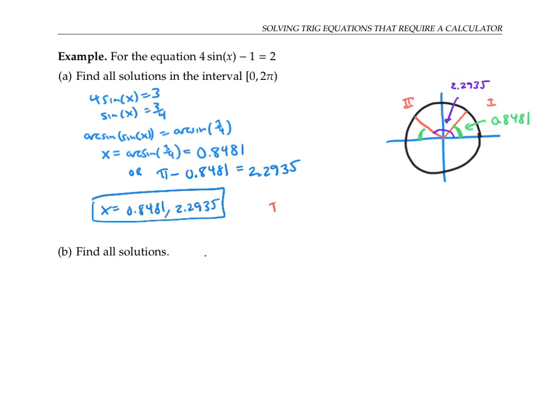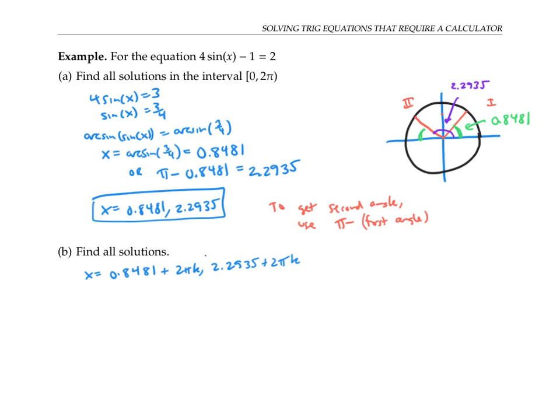Notice that this time, to get the second angle, we use pi minus the first angle, not 2 pi minus the first angle like we did for cosine. Once again, we can find all solutions simply by adding multiples of 2 pi.